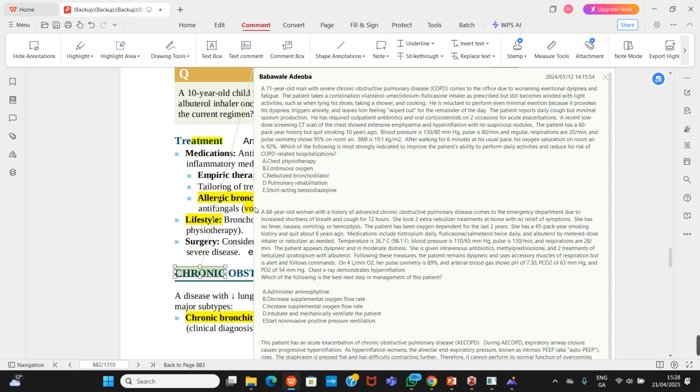A recent low-dose screening CT scan of the chest shows extensive emphysema and hyperinflation with no suspicious nodule. The patient has a 60-pack-year history but quit smoking 10 years ago. Vitals are normal. BMI is 19. After walking for 6 minutes at the usual pace, oxygen saturation on room air is 92. Which of the following is most strongly indicated to improve the patient's ability to perform daily activity and reduce the risk of COPD-related hospitalization? Anybody? Please, let's read the question. Anybody?